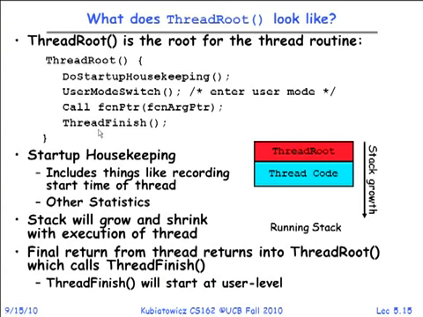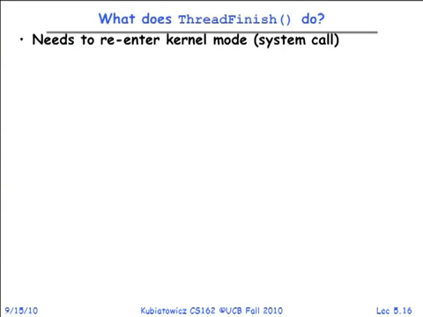And that, of course, leads to the question, what the heck is thread finish? One of the things, to kill a thread, we clearly have to re-enter kernel mode, right? Because we're going to change the TCB, and we're going to remove it from all waiting and ready queues and so on. Okay, so we have to get back in the kernel, so it executes a system call.